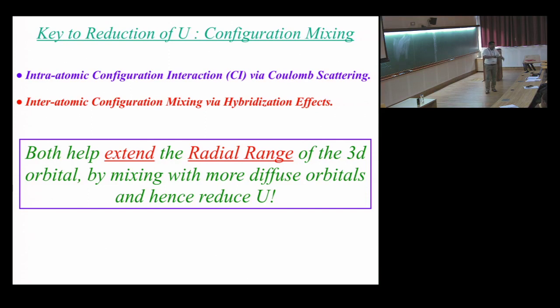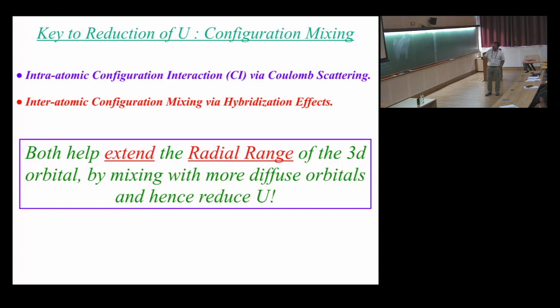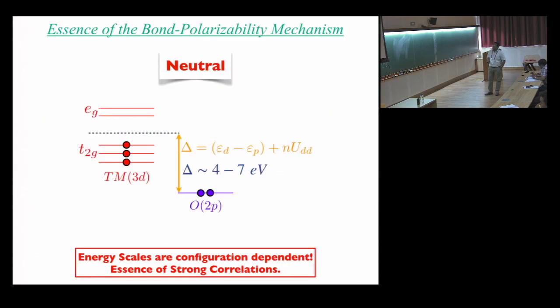I showed you that the radial extent is small, which crowds the 10 electrons in a very limited amount of space, giving rise to a large U. In this case, these can extend the range of that, okay? Now I come to the main topic here, which is based mainly on the second, interatomic configuration mixing. It's called the bond-polarizability mechanism.